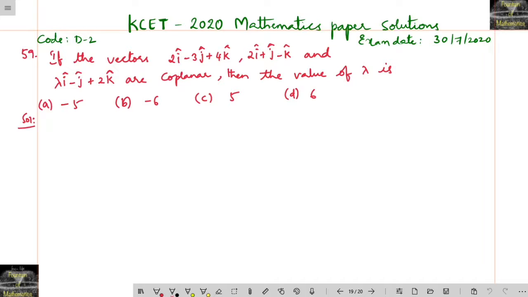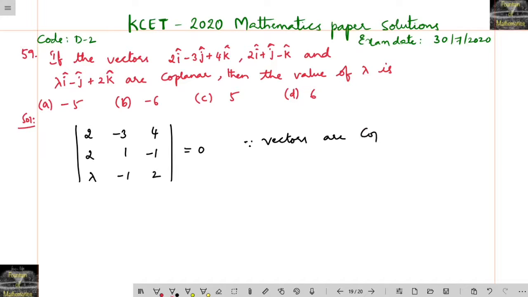If the vectors 2i minus 3j plus 4k, 2i plus j minus k, and lambda i minus j plus 2k are coplanar. Coplanar means simply that the determinant of them is 0. So 2, minus 3, 4; 2, 1, minus 1; lambda, minus 1, 2; take the determinant and equate it to 0, since the vectors are coplanar. So which implies, take the determinant.